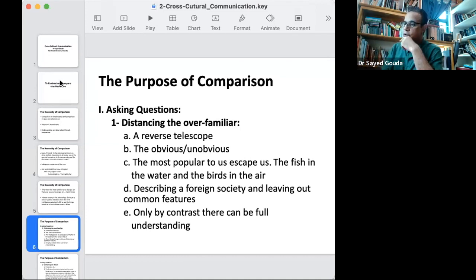Okay, so the first thing we need to do here is a reverse telescope. Usually we use a telescope, or rather a microscope, in order to see the minute microbes that we magnify maybe millions of times in order to see the microbes and the viruses. But here we need to use this technique, the reverse telescope, to look at things from a distance. To look at the over-familiar habits, thoughts, things from a distance. We look at what we do as though we are strangers to ourselves, with foreign eyes. In other words, we turn the obvious into the unobvious.